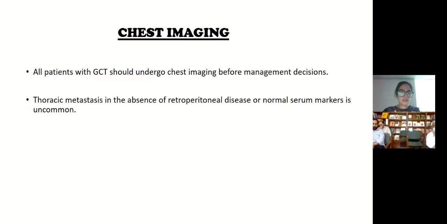Thoracic metastasis in the absence of retroperitoneal disease or normal serum markers is uncommon. Suppose the serum markers are abnormal, and you don't find a germ cell tumor anywhere: the scrotum is normal, there is no palpable mass, and there is nothing in the chest. So what comes into your mind? The next thing should be extragonadal germ cell tumor. Now the extragonadal germ cell tumor can happen anywhere, and there is no area that can be spared.